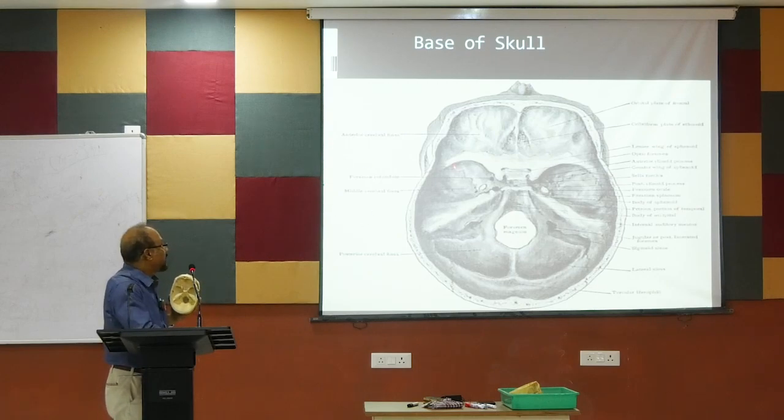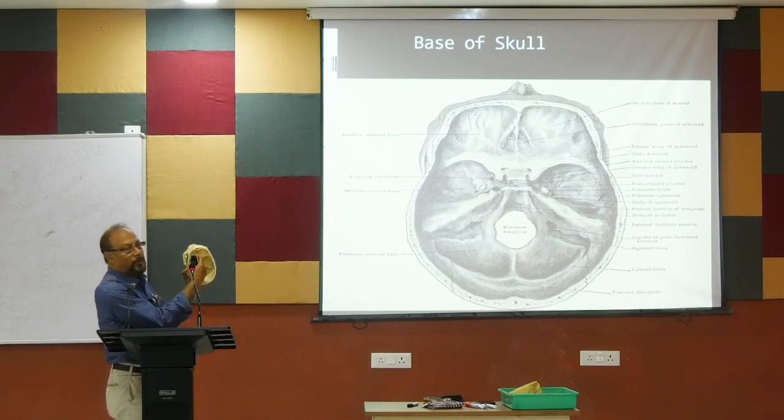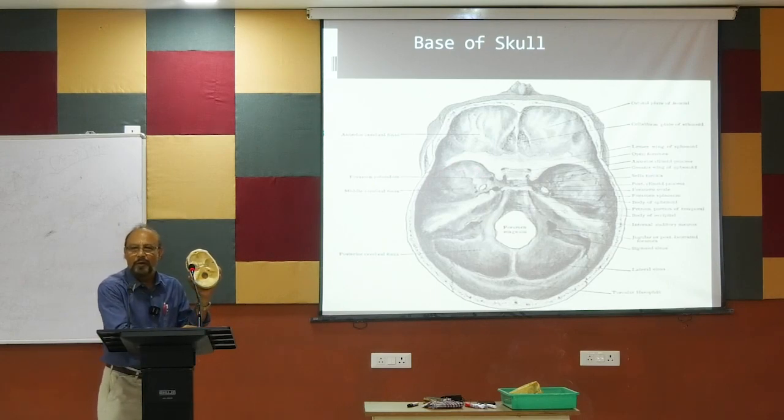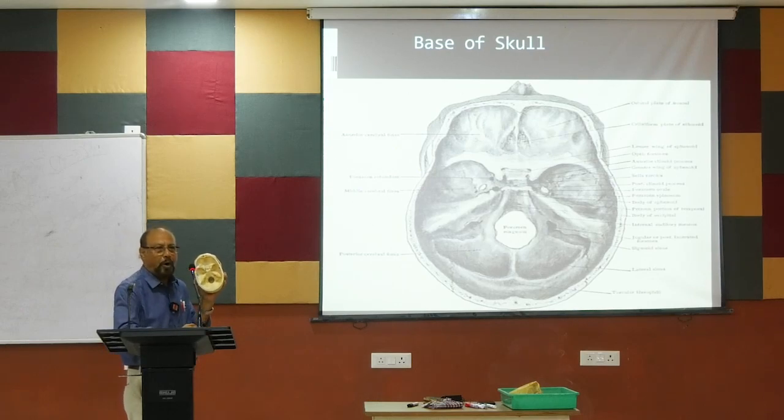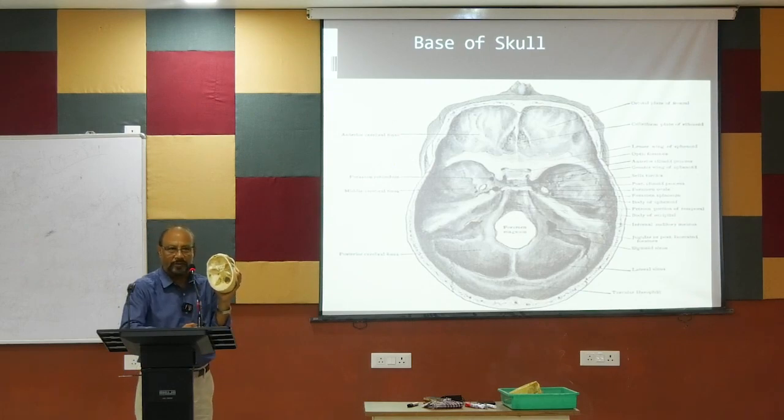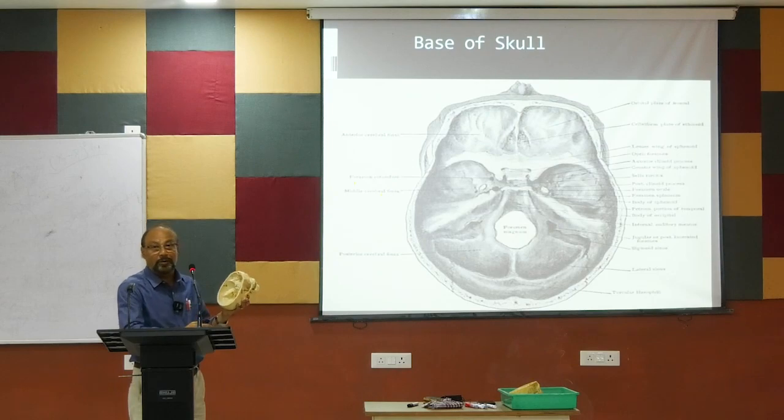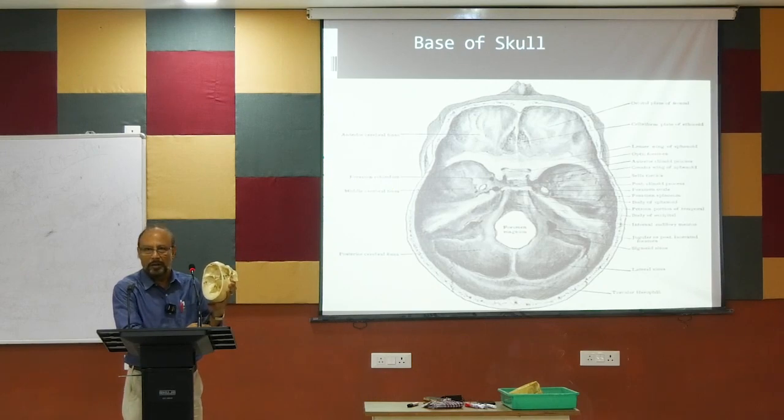Next, you see the orbital plate here is very sharp and projected. That is the main important point inside the skull, very sharp and projected. So naturally this sharp projection causes serious brain injury, particularly in acceleration-deceleration injury.